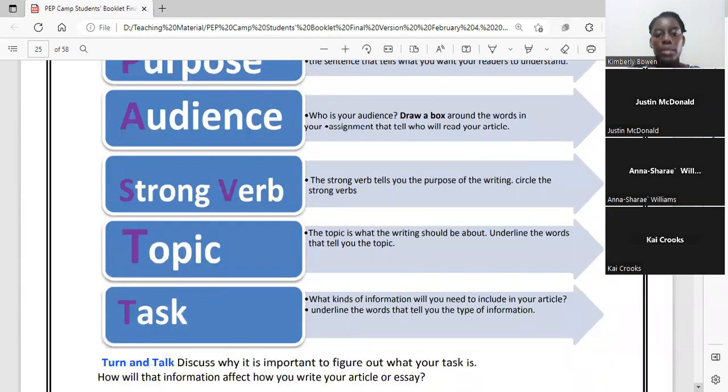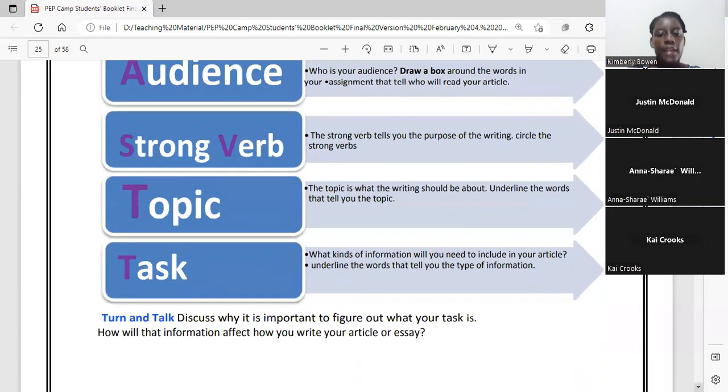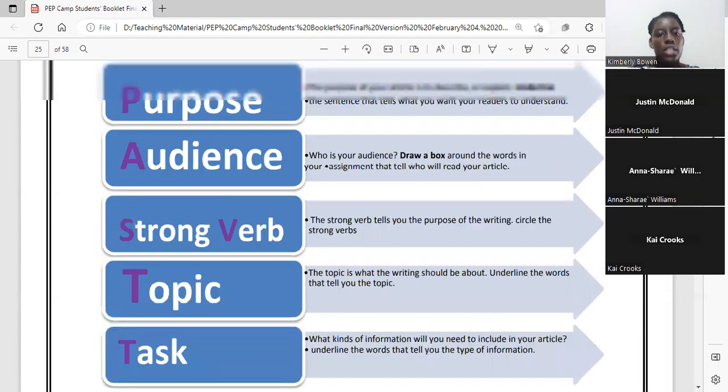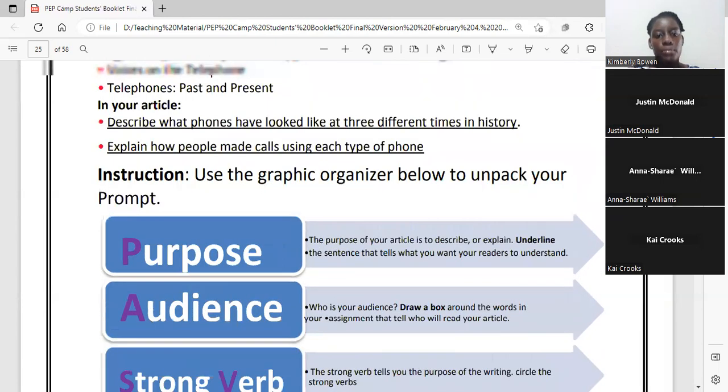We're also concerned with the topic, and the topic tells us what our writing should be about. Usually, we find the topic by looking at the word that reoccurs most, or the words that repeat most. And then finally, we're concerned with the task, and it's what kind of information we need to include in our article. So let's look back at the writing prompt.